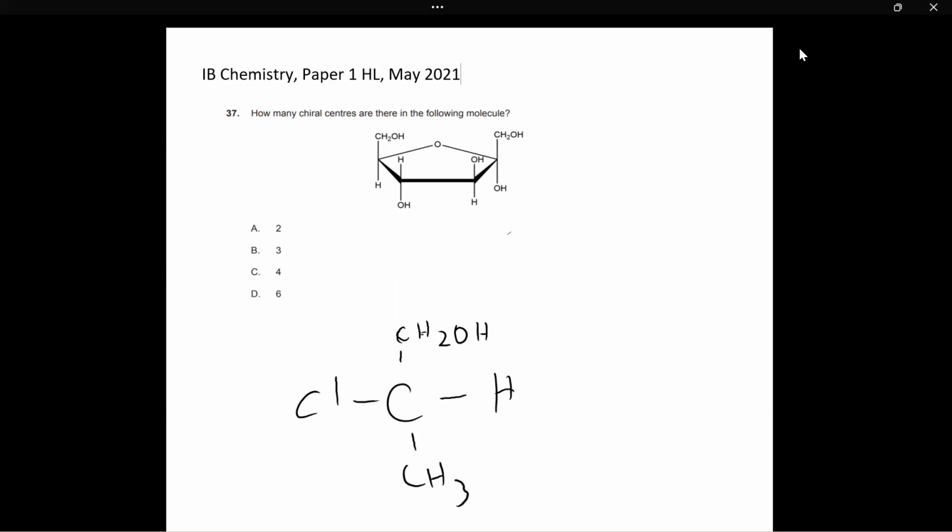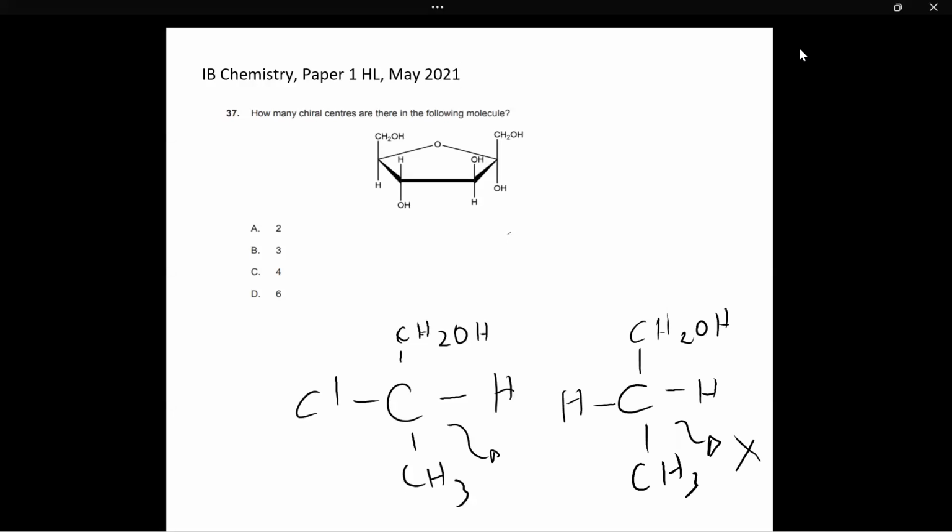Now, this, however, would not be considered as a chiral center because this does not have four different groups attached to it. It only has two. So these are the two different groups. However, it has two hydrogens attached to it, and that means that it is not chiral, or achiral. So this is not a chiral center.